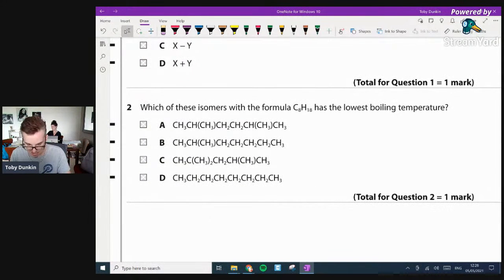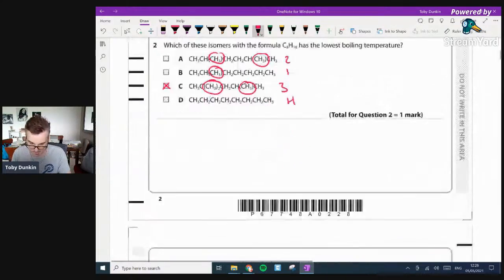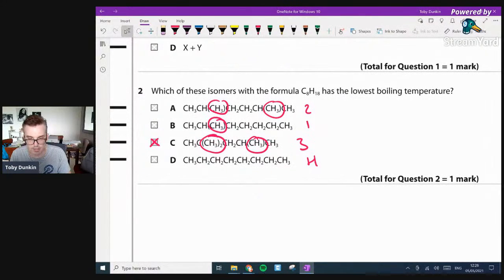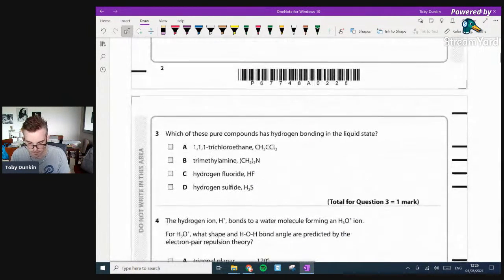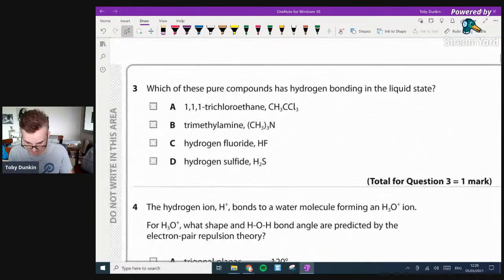Which of these isomers with the formula C8H18 has the lowest boiling point? Add as many branches as possible. So the straight chain has the highest. This one has 1 branch, this one has 2 branches, and this one has 3. So the lowest boiling point is C. Nice, easy start. If they ask you why, you would say because the branches reduce the surface area of the molecule, therefore reduces the London dispersion forces. You're done.